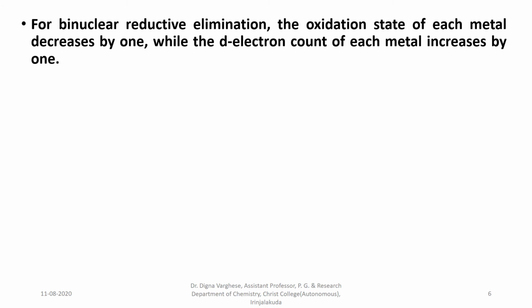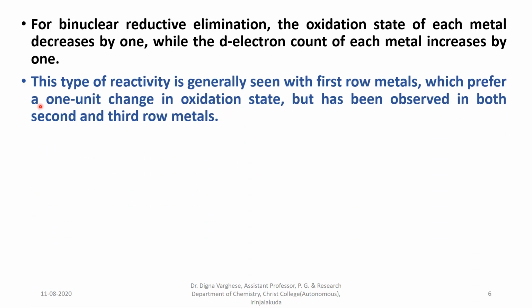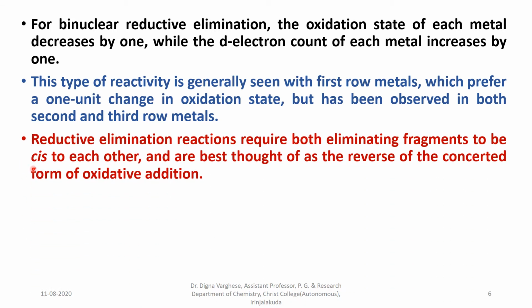For binuclear reductive elimination, the oxidation state of each metal decreases by 1, while the d electron count of each metal increases by 1. This type of reactivity is generally seen with the first row metals, but also seen in both second and third row metals. First row metals prefer a 1 unit change in oxidation state. Reductive elimination reactions require both eliminating fragments to be cis to each other and are best thought of as the reverse of the concerted form of oxidative addition reaction.